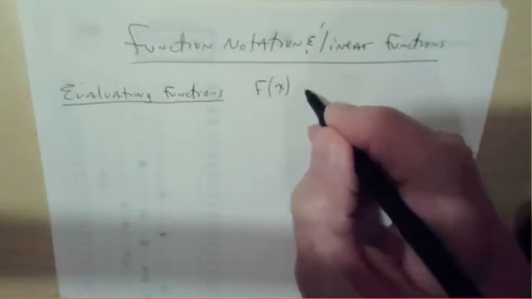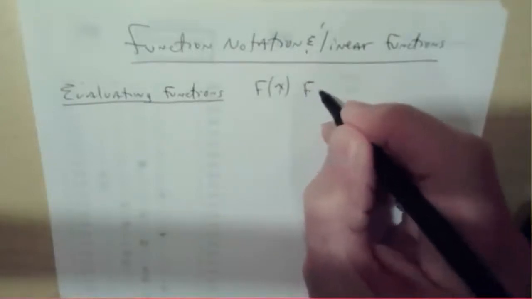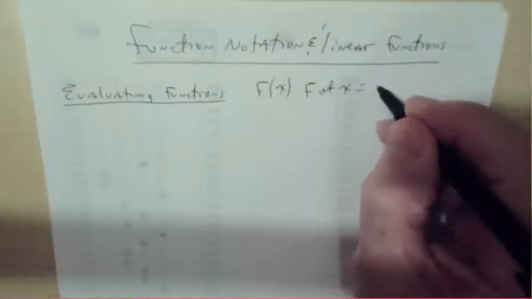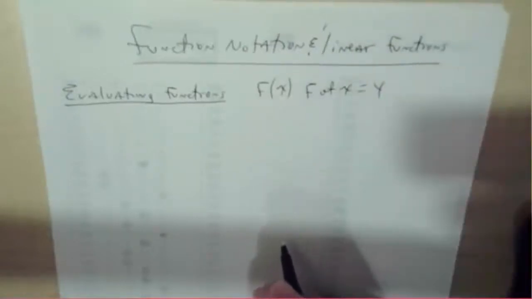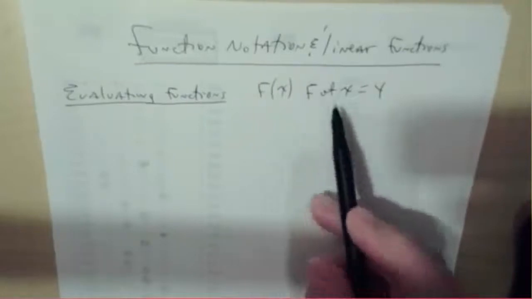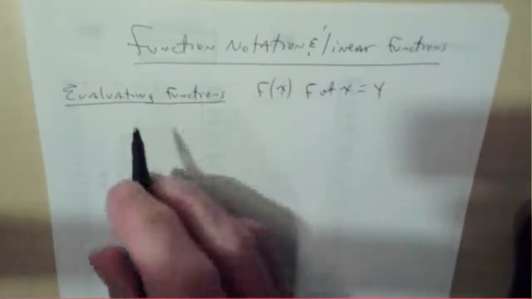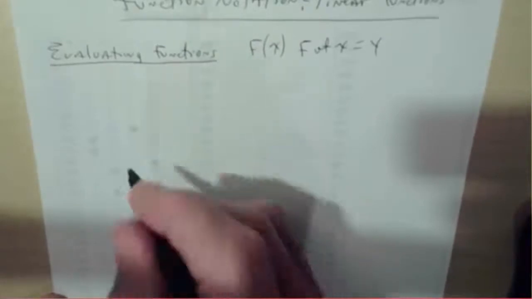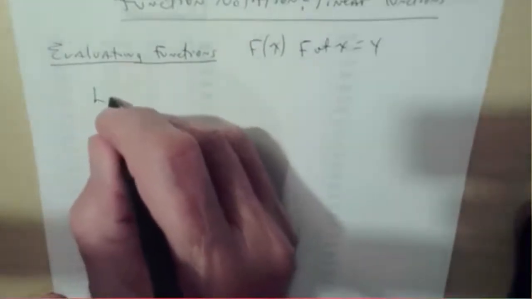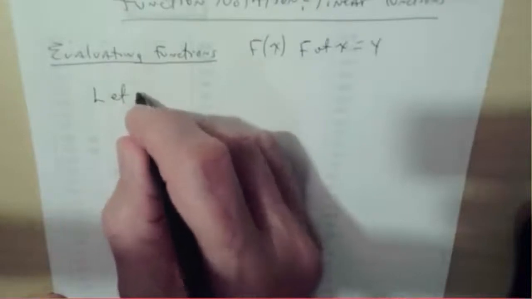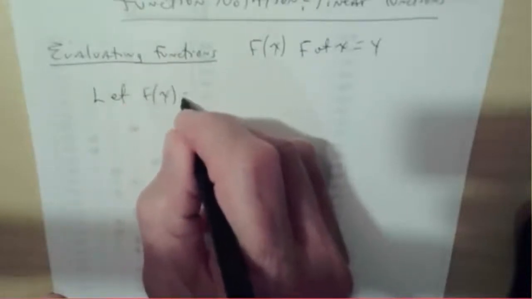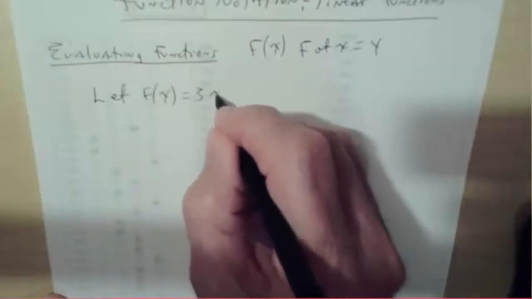This is called f of x. Now, f of x is the same thing as y. Remember y equals mx plus b? Well, we're going to have f of x equals mx plus b, but it means the same thing. So let's let f of x equal 3x minus 5.